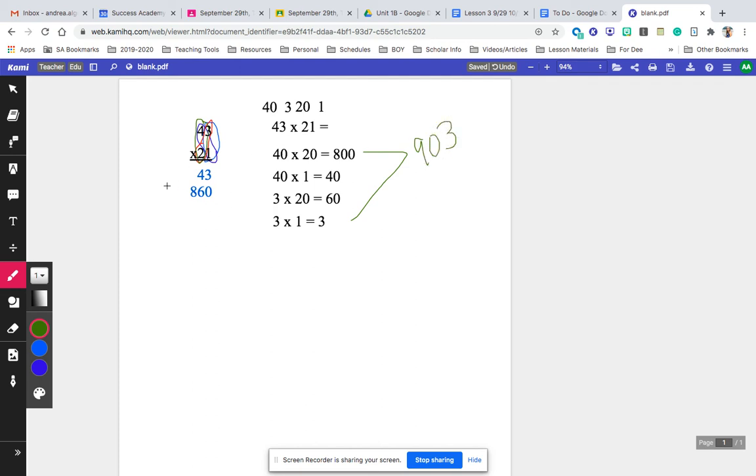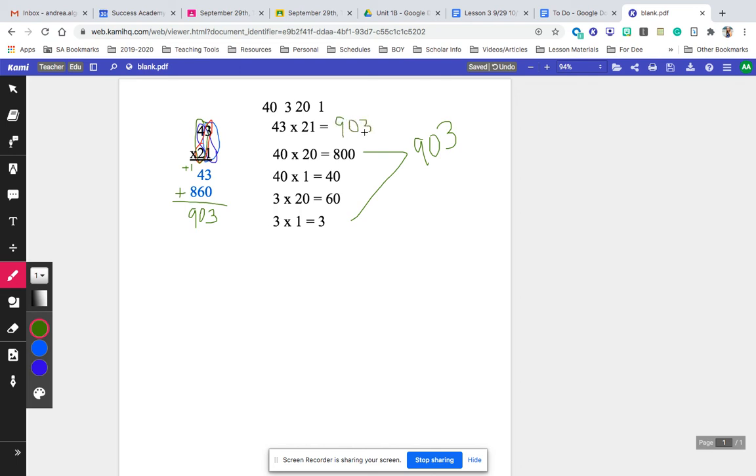Let's look back at standard algorithm. So we're going to do the same thing. We're going to add up these products that we found. And again, I'm going to get, let's see, 3 plus 0 is 3. 6 plus 4 is 10. So I'm going to carry the 1 and bring down the 0. And then 8 plus 1 is 9. Hey, look, we got the same answer of 903. So I can officially say 43 times 21 is 903.